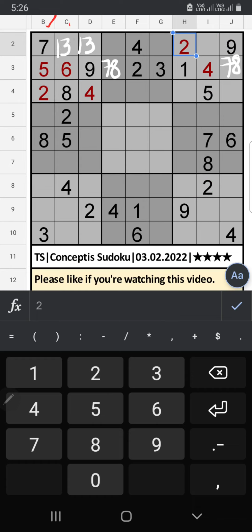Column B and column C, we have pair numbers 5 and 8. 5 and 8 can't come in these cells. It will come in any one of the cells. We will confirm later.